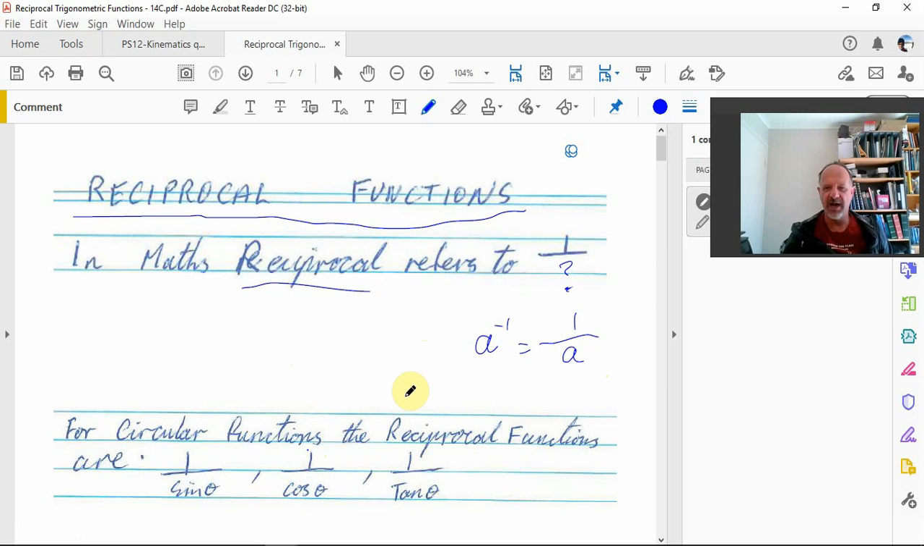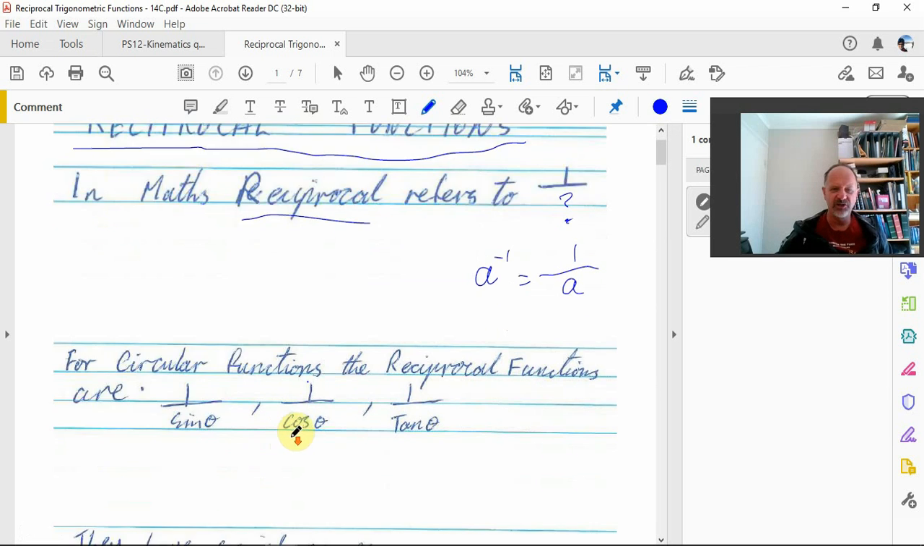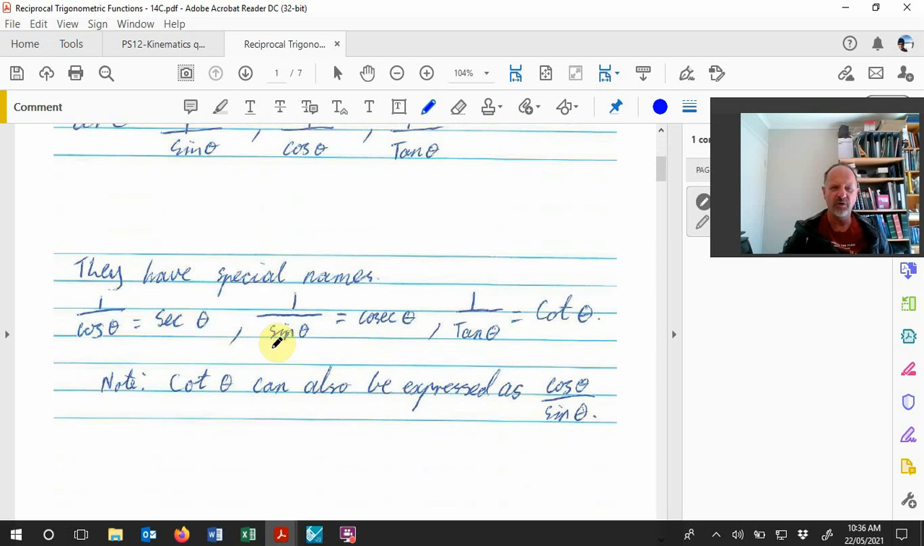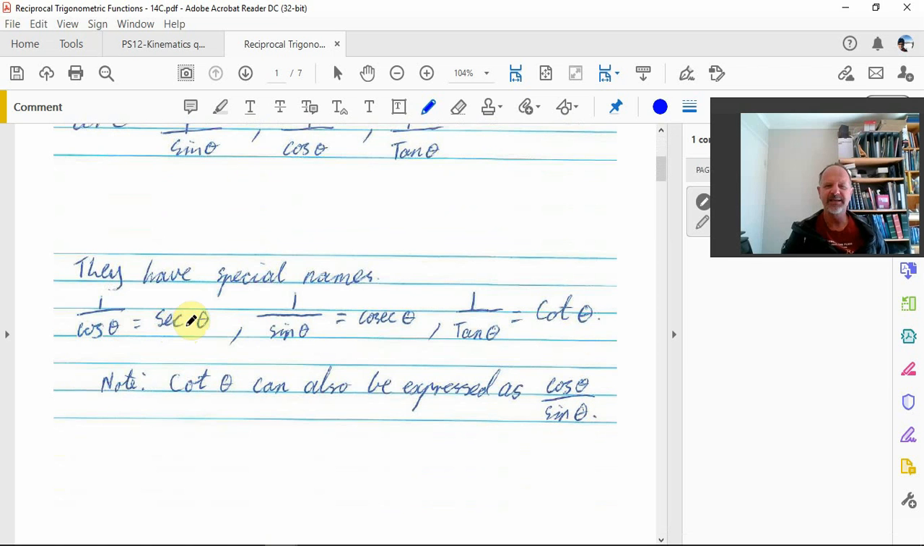they're given some special names. All right, so we don't use this kind of index notation for our reciprocal circular functions. We give them some special names. And so here are our special names. One on cos is what's called secant. One on sine is what we call cosecant. And one on tan is called cotangent. Now, cot, of course, because tan is sine on cos, cot can also be expressed as cos on sine.